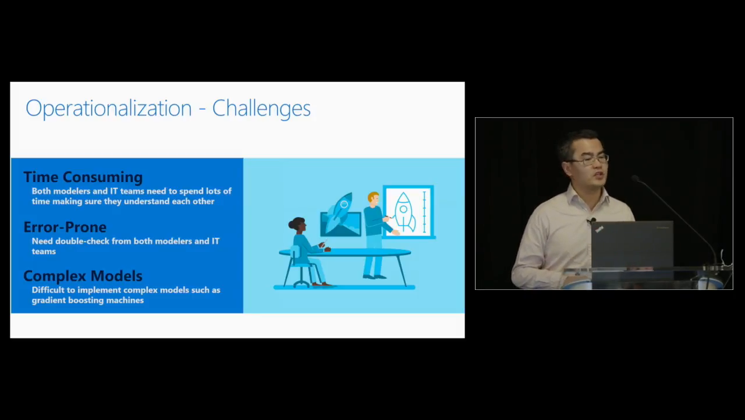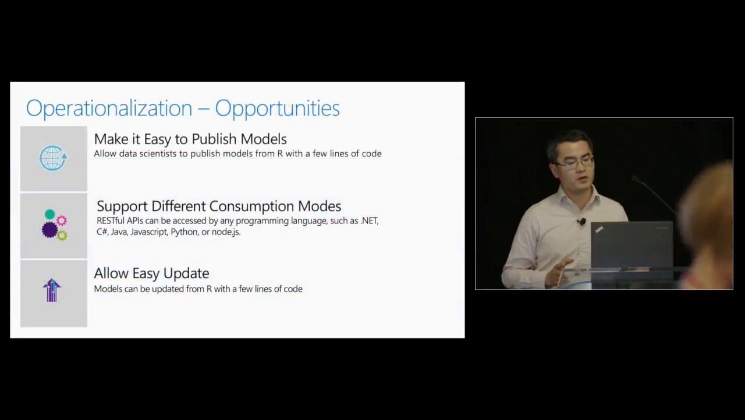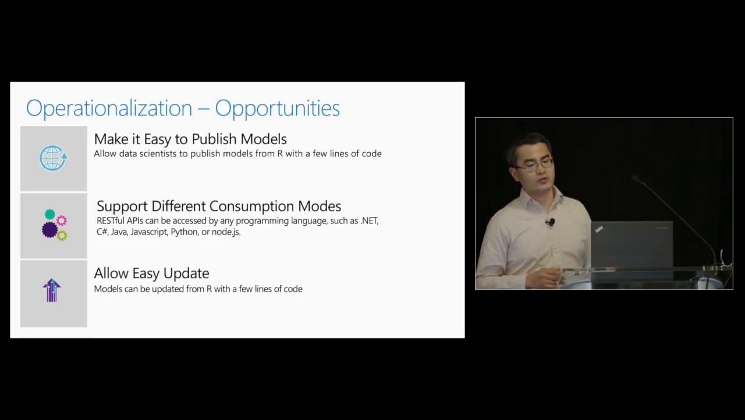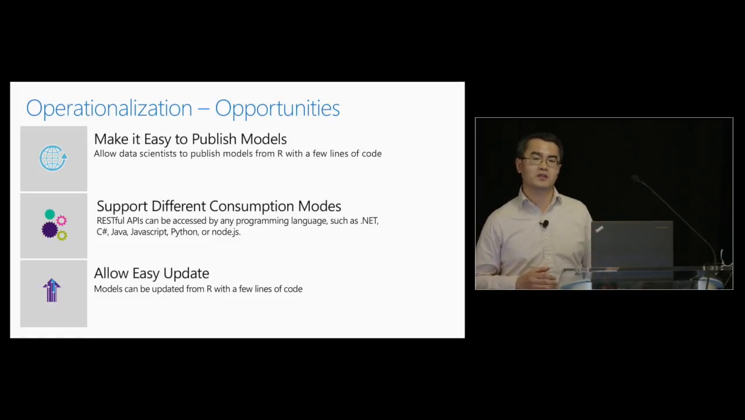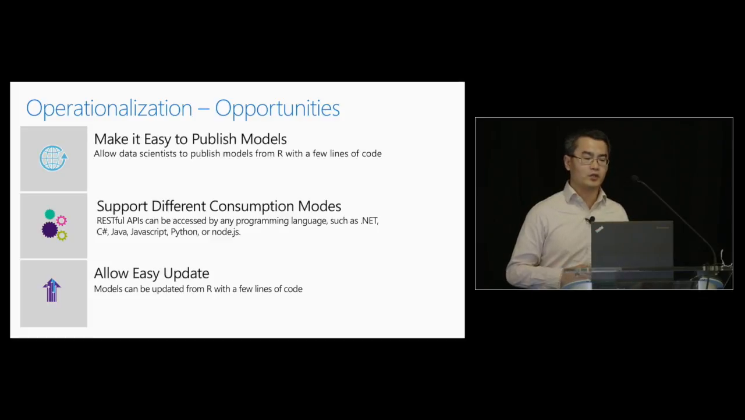Now, these challenges lead to some opportunities. For example, it would be nice if you can make it easy to publish models. Maybe allow data scientists to publish models from R with a few lines of code. It would be nice if you can support different consumption modes, because in practice, all the production systems are written in some languages different from R, for example, Java. So it would be nice if you can support consumption from those other languages. Finally, it would be nice to allow for easy update, because again, in any in-production models, there's going to be a request for update. And it would be nice if we don't have to repeat the whole complete process like documenting models and working with the IT team. So how do we make it easy to update your models?